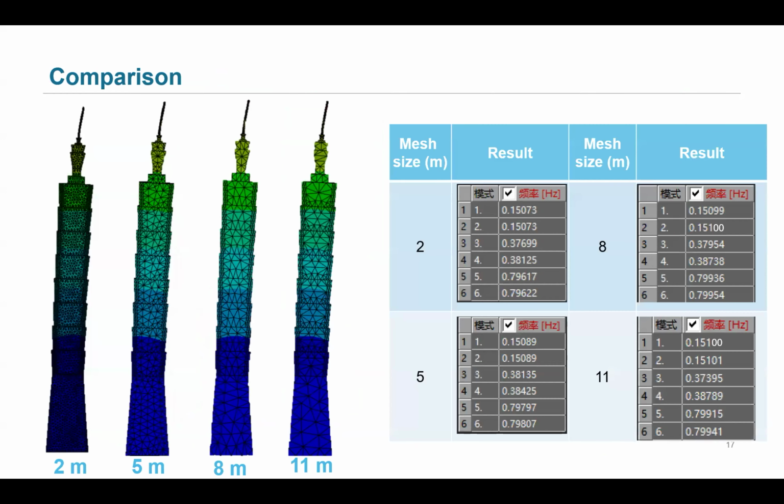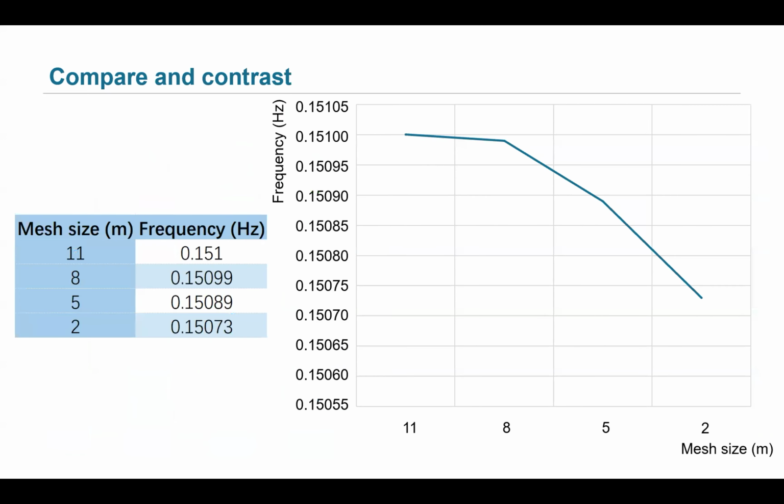The next part is our outcomes. We chose different grid sizes like 2, 5, 8, and 11 meters and got their results. We compared them and made a line chart. It reflects that when the mesh size becomes smaller, the frequency is close to a certain value, even though the trend is not obvious in this chart.